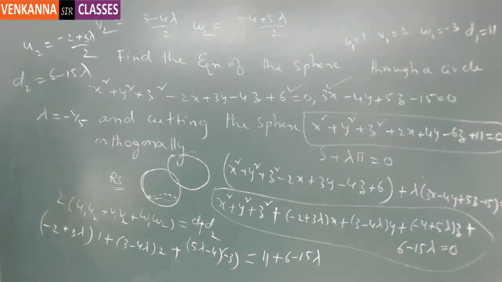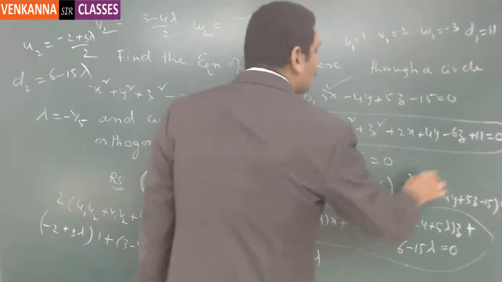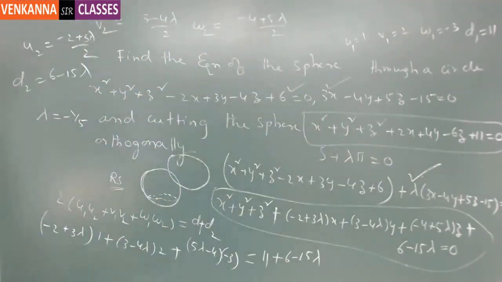And substituting the lambda value here, you will get the required sphere equation. However, the answer is not that important. The thing is what pattern or approach we are following here. You are applying S plus lambda P equal to 0 for the sphere, and for the next sphere given in the problem, you apply the condition that the spheres are orthogonal. That condition determines the required lambda value. After completing that, please tell.